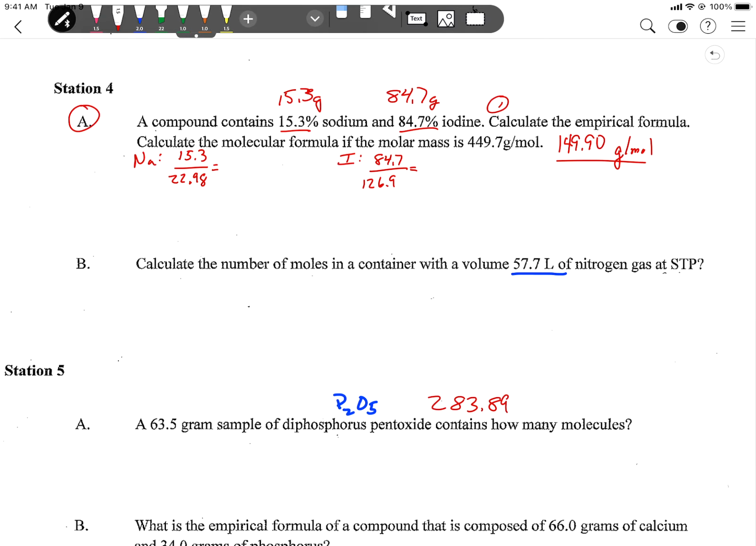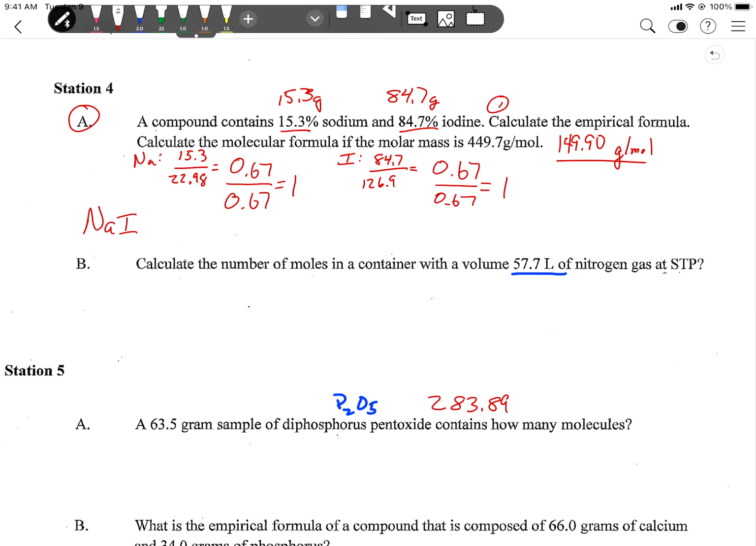You take your percent of each of those elements and turn them into mass, and then divide. And this comes out to 0.67. When you divide this one out, it comes to 0.67. The next step is to divide by the smallest number. They're both the same, so we're going to divide by those. And that's going to give us our subscripts for our formula. And so our empirical formula is going to be NaI. We don't have to write the ones.